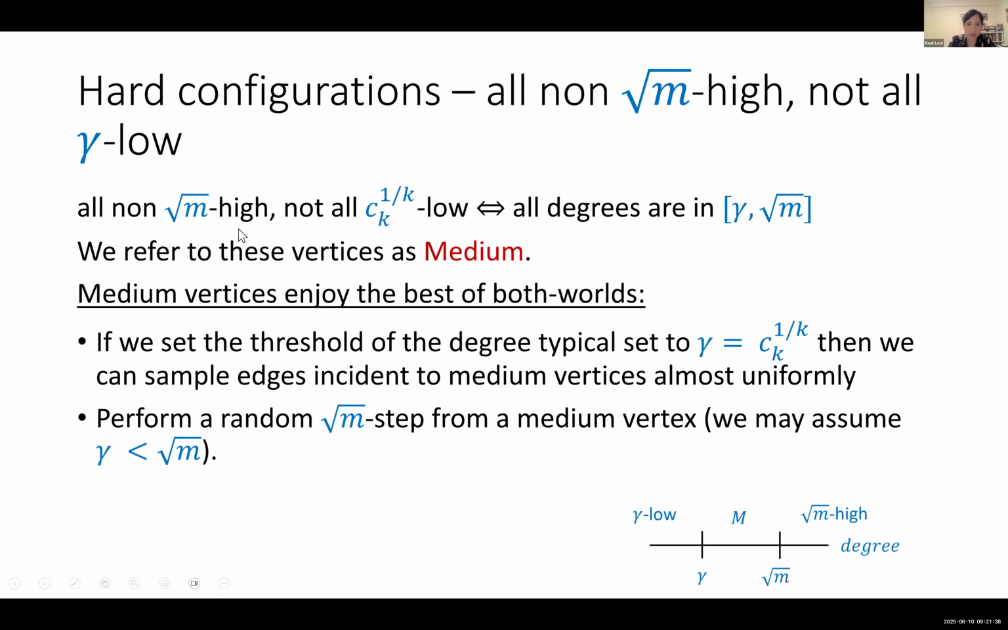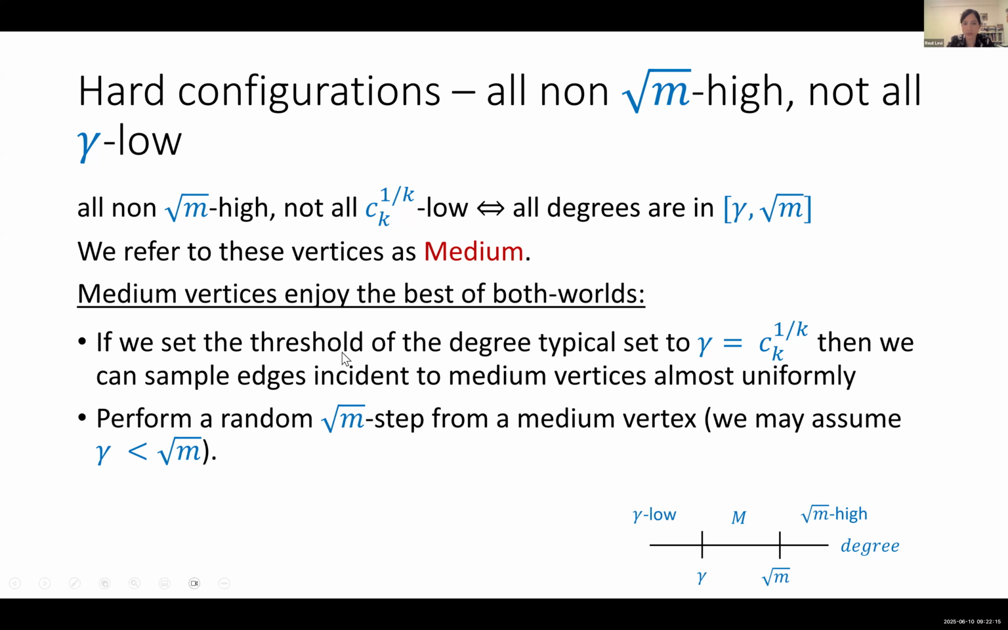So this means that all the degrees in the copies are between gamma and square root of m. We refer to these vertices as medium. So now we have 2 thresholds. The first threshold is gamma, which equals ck to the power of 1 over k, and the second is square root of m, and the vertices that have degree in between these thresholds are called medium. The benefit of medium vertices is that they enjoy the best of both worlds.